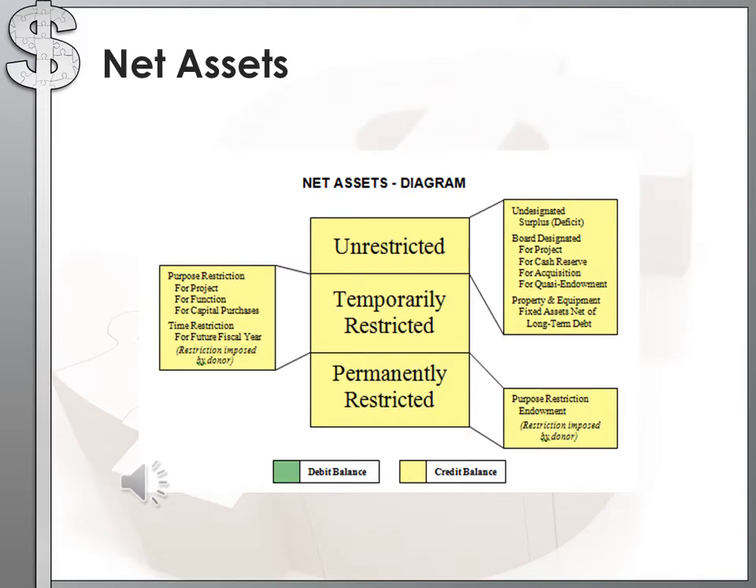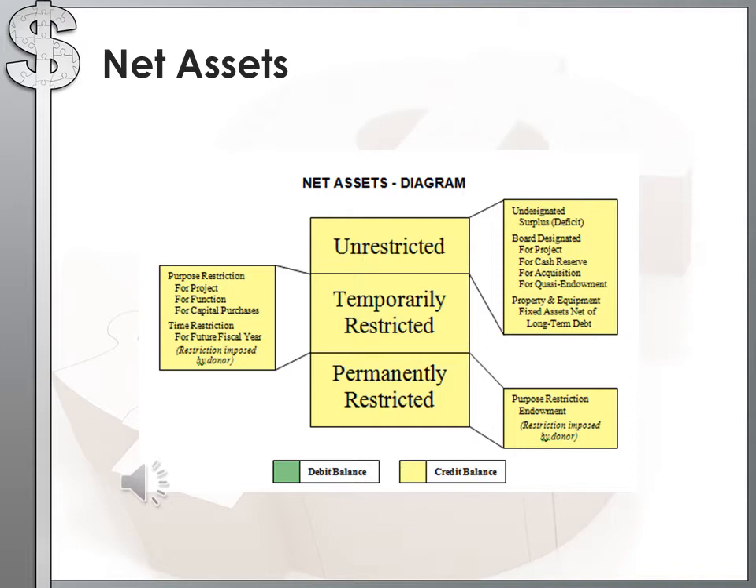Net assets is defined as total assets minus total liabilities. In a sole proprietorship, the amount of net assets is reported as owner's equity. In a corporation, the amount of net assets is reported as stockholders' equity.